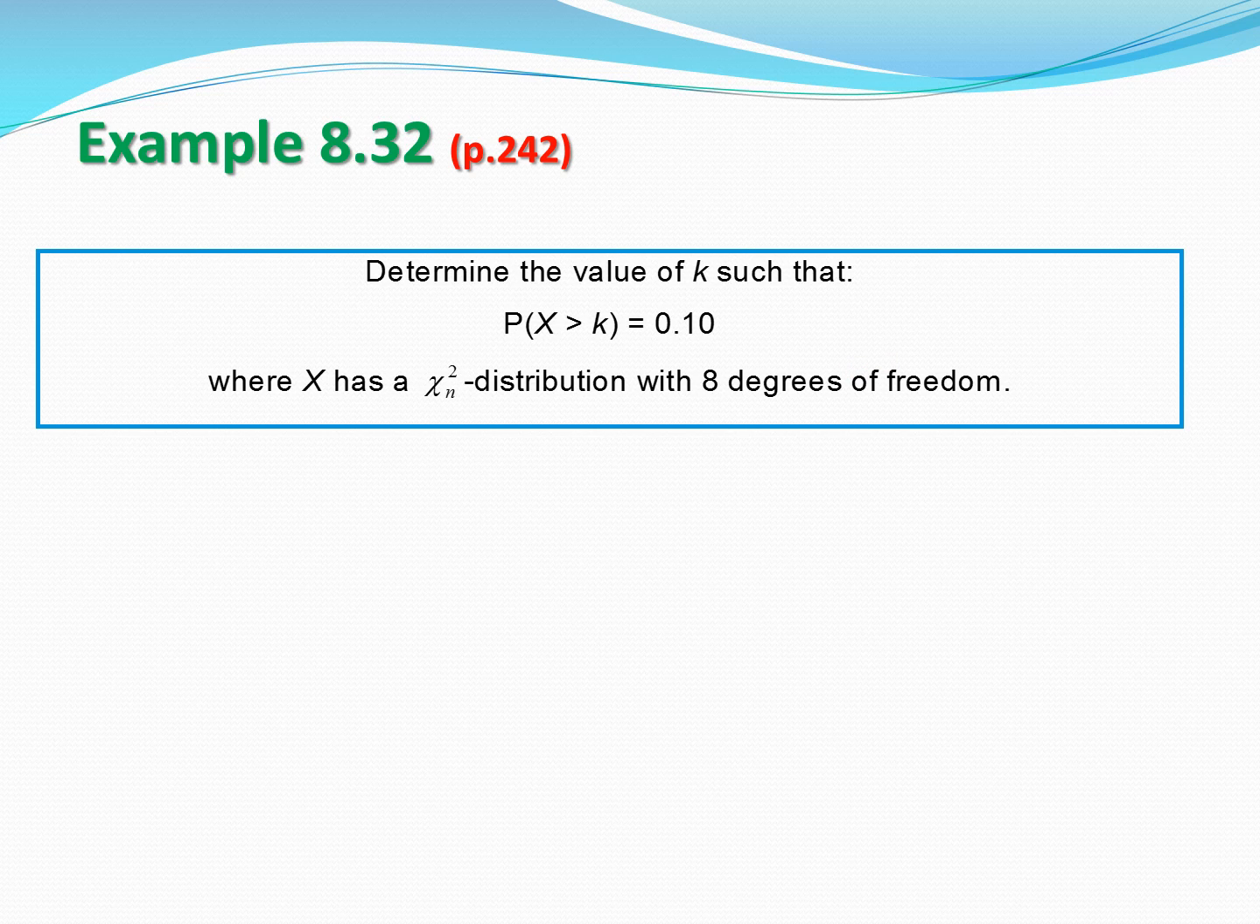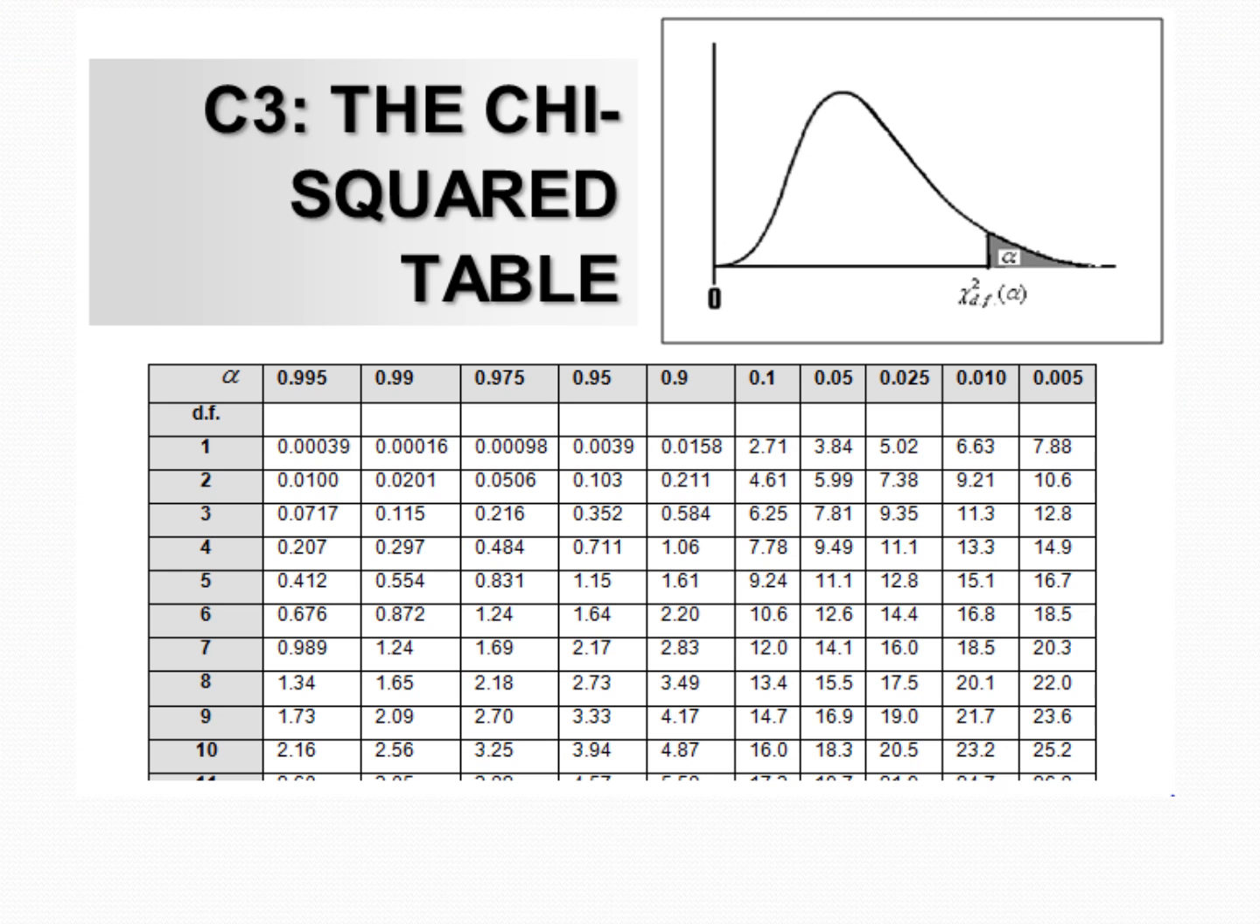So they give you the probability value to the right-hand side of a positive k value, and they want the critical value. So you go down to a degrees of freedom value of 8 in your chi-squared table. Then it was given that our probability to the right-hand side of k is 0.1, so we can use that value directly. And then our critical value will be 13.4. So k is 13.4.